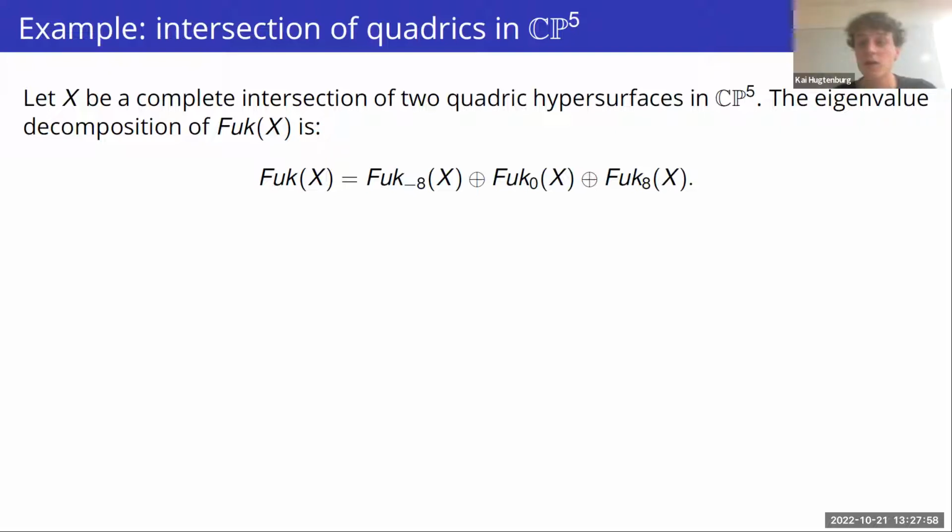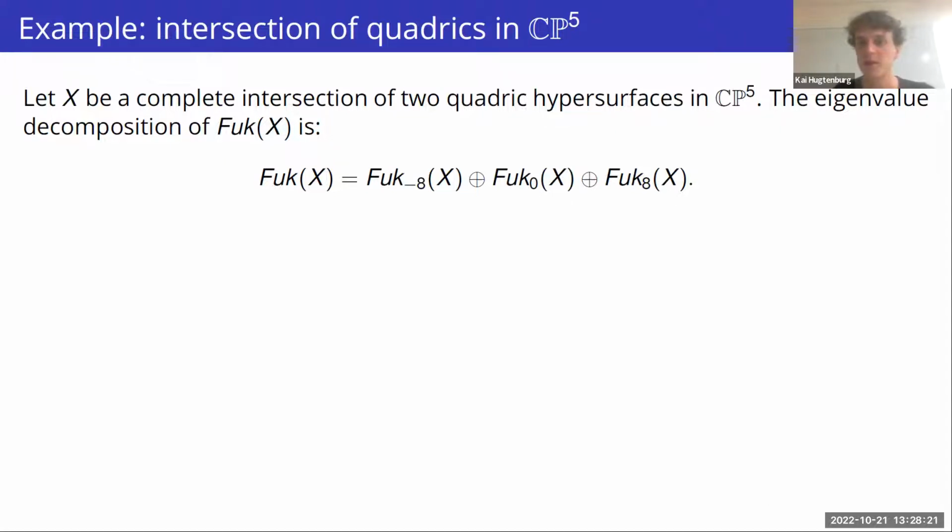So another example in which this happens that's not semi-simple is if you consider the intersection of two quadric hypersurfaces in CP5. So this is also a monotone symplectic manifold. And what is this eigenvalue decomposition? You have sort of a minus 8 and plus 8, and then there is a bigger eigenvalue at 0.